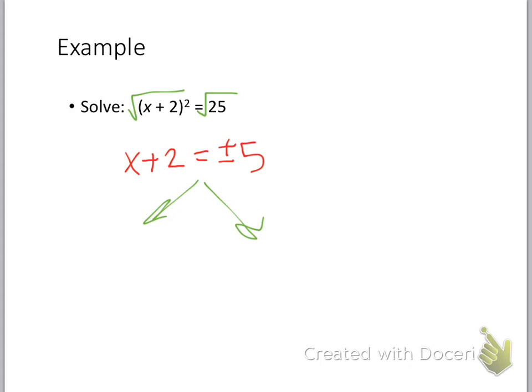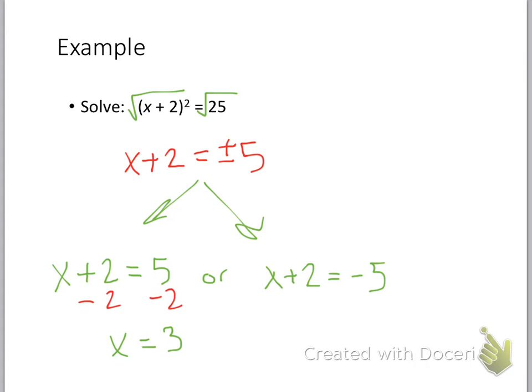Now you know what to do. Split it into two equations. X plus 2 equals 5, or x plus 2 equals negative 5. Subtract 2 from both sides. X equals 3, or subtract 2 from both sides. X equals -7.